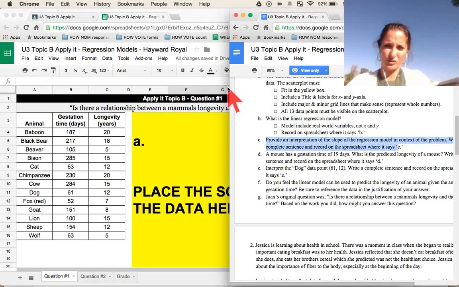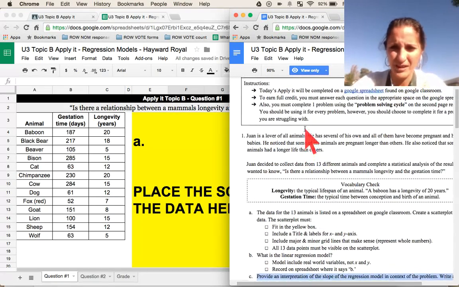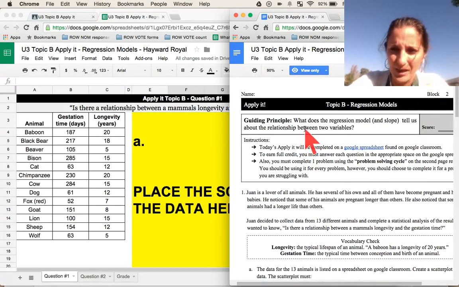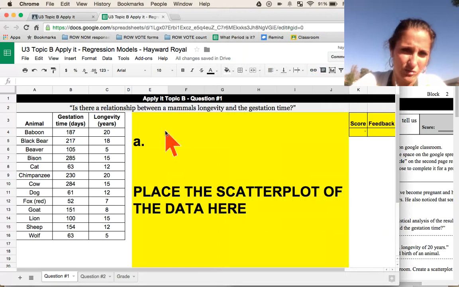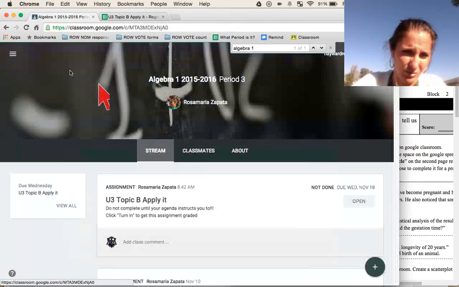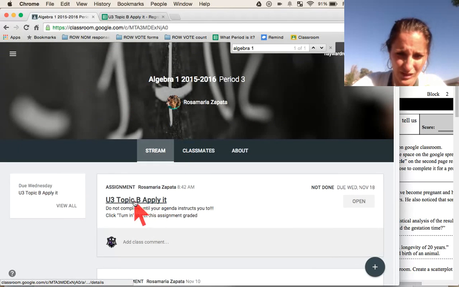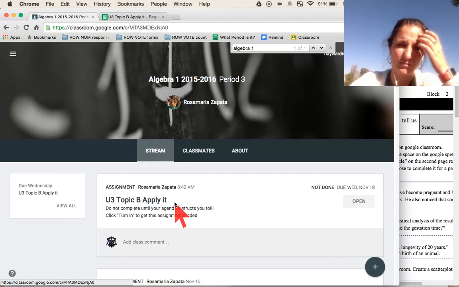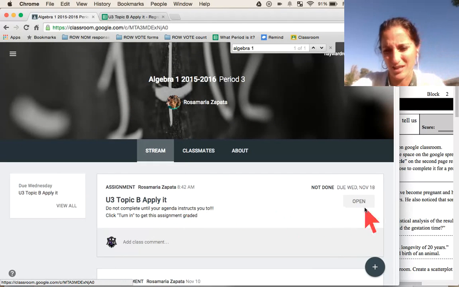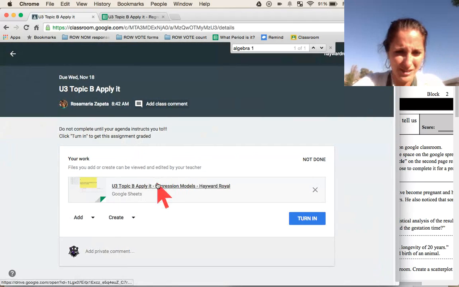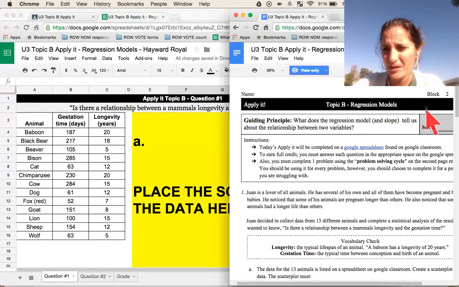Today I'm going to show you how to do the first problem in the Apply It for Topic B. So you guys have this worksheet and you should have this scatter plot open. To be clear, the scatter plot comes from Classroom. So when you go into Classroom, you'll see Unit 3 Topic B, Apply It, and you can go ahead and open up that document.